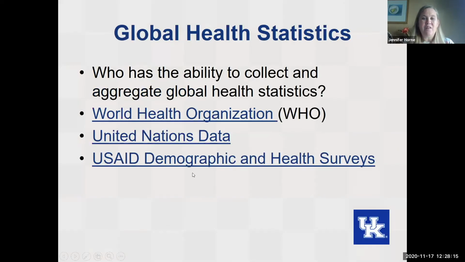And again, the same thing, when we're talking about global health statistics, you need to be thinking about who has the ability to collect or aggregate global health statistics. It's just a very small number of groups. You've got the World Health Organization, the United Nations, and USAID, which has the Demographic and Health Survey. So these are really the primary global health players.